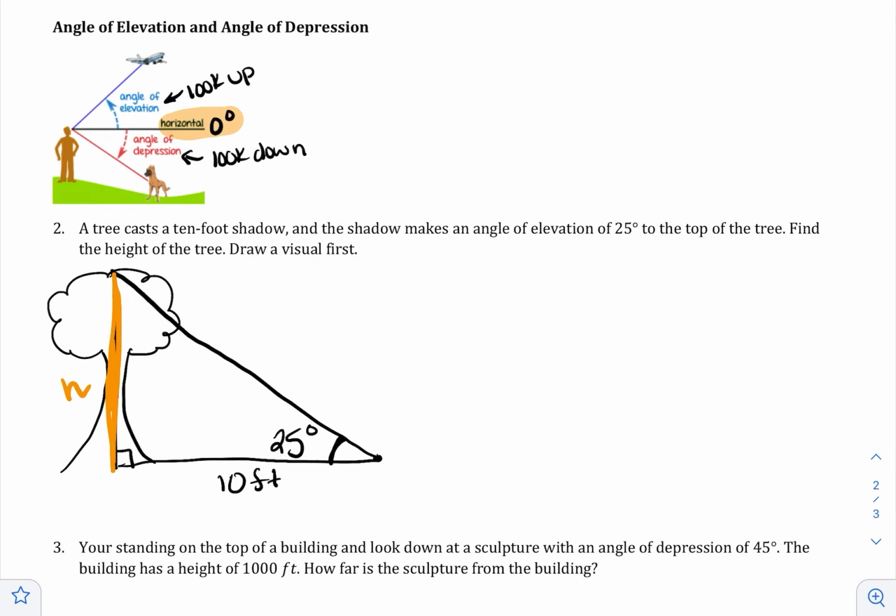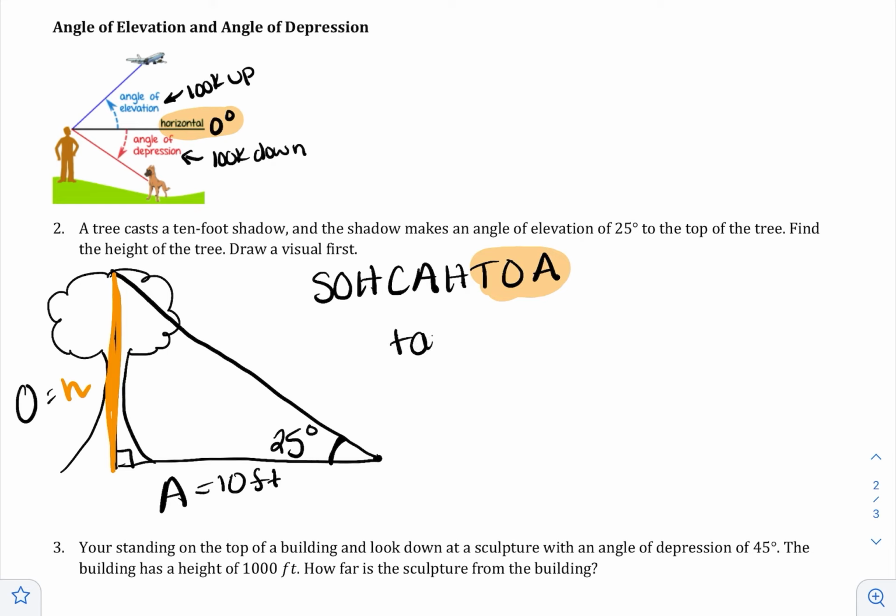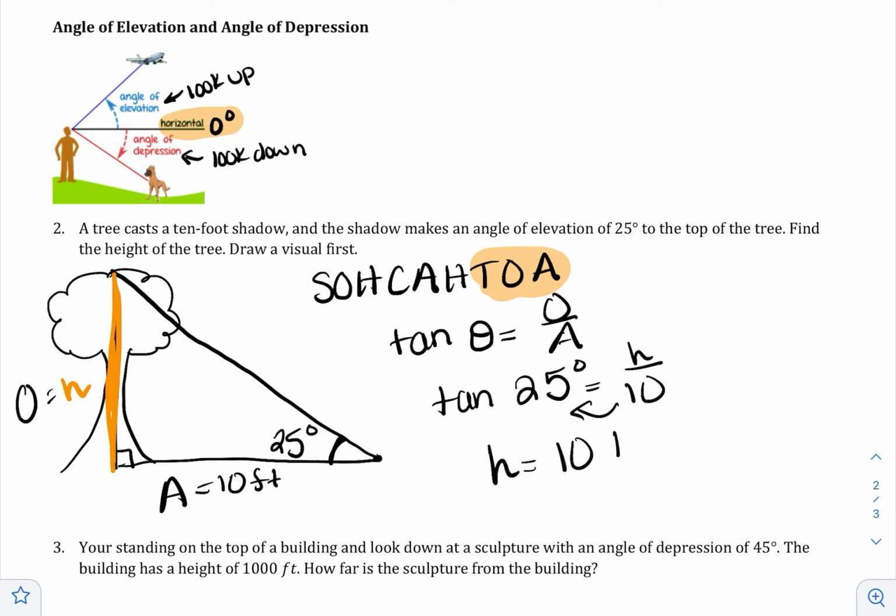So what you do is you think about Sohcahtoa. If we have our angle, 10 feet is the adjacent, and the height is the opposite. So if I have O and I have A, I want to use the toa part, and the toa part is tangent. So I have tangent of theta is equal to O over A. I'm going to plug in what I have. The tangent of the angle, 25 degrees, is h over 10. I can bring this over, and I get h is equal to 10 times the tangent of 25 degrees, and I am in feet.